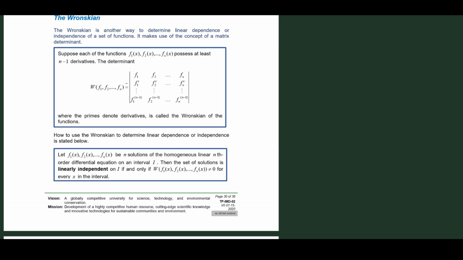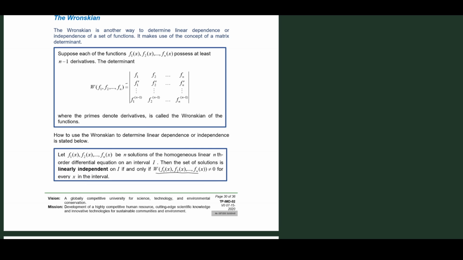Let f1 of x, f2 of x, through fn of x be n solutions. So these are the solutions to our homogeneous linear nth order differential equation on interval I. Then the set of solutions is linearly independent on I if and only if the Wronskian, or the determinant of that particular matrix, is not equal to 0 for every x on the interval.